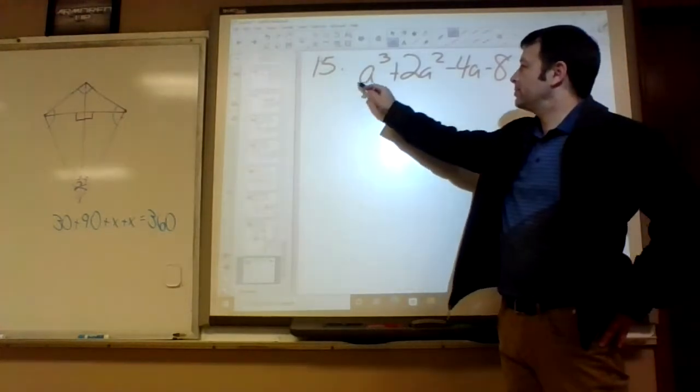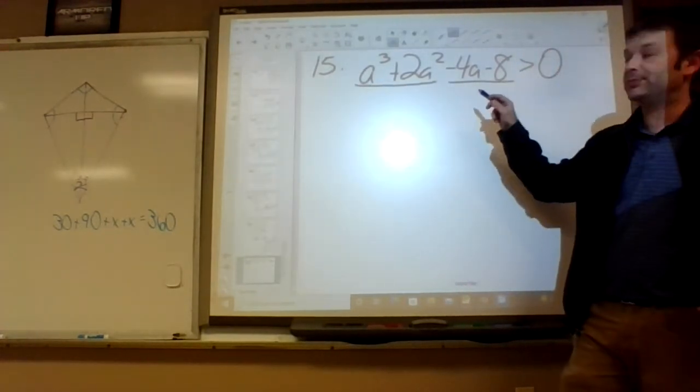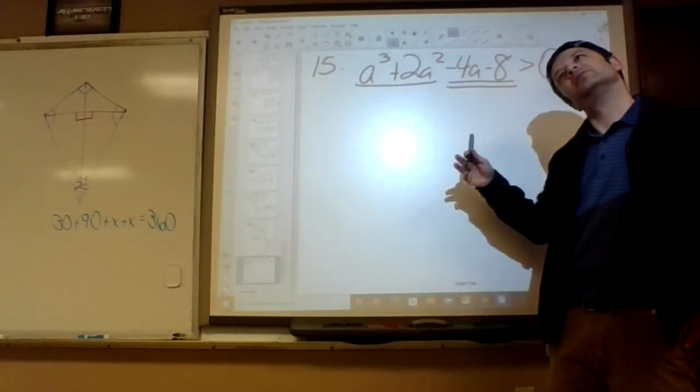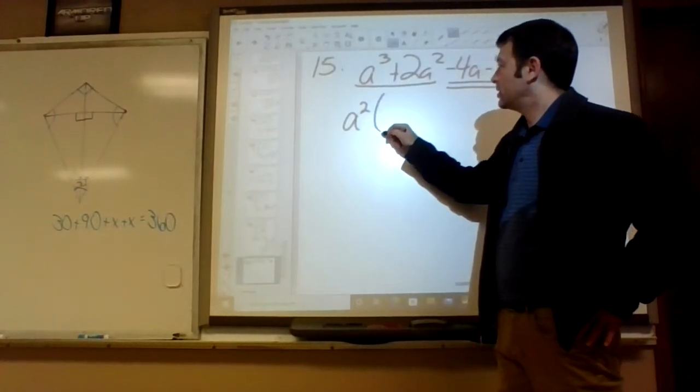It's where you take something out of the first two terms and take something out of the second two terms. So what comes out of the first two terms? It'll probably be A squared. And then what's left?